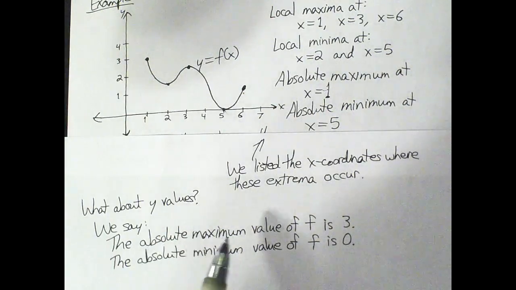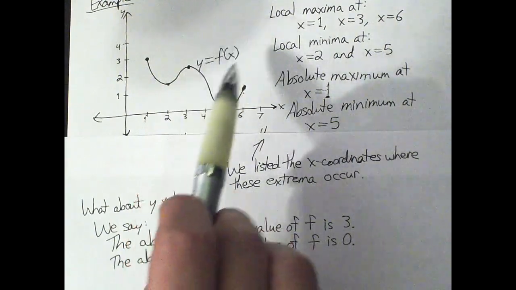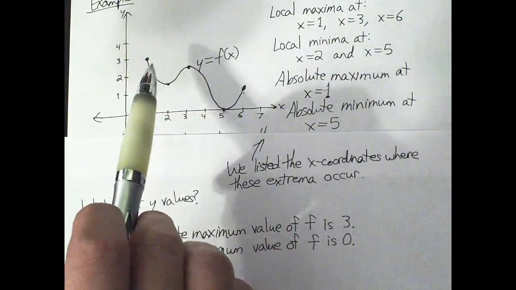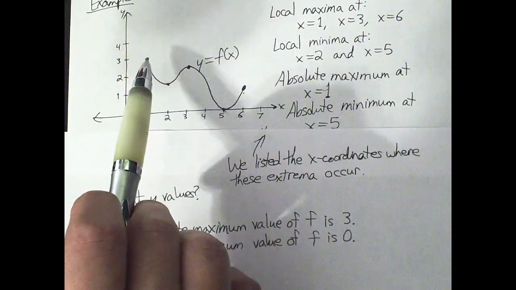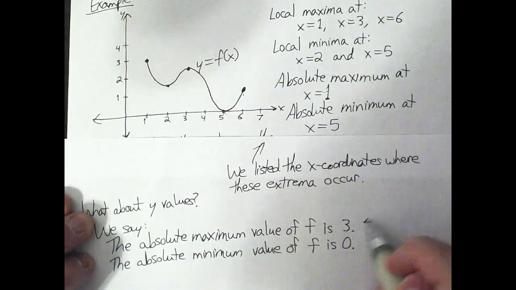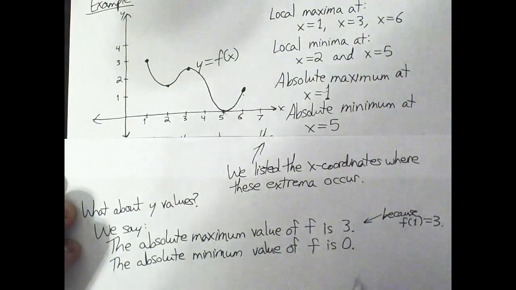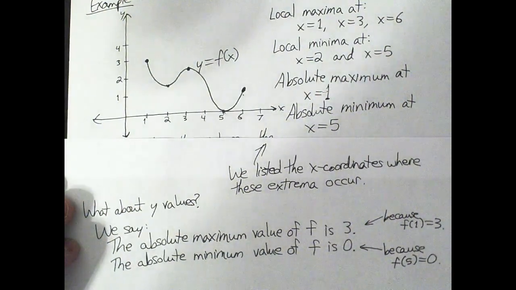The absolute maximum value of this function, of f of x, is the largest value that f of x ever gets to. F of x is 3 here, right? F of 1 is 3. I'll write that. Because f of 1 equals 3. These are the y values, and this is because f of 5 equals 0. That's the lowest that f of x ever gets.